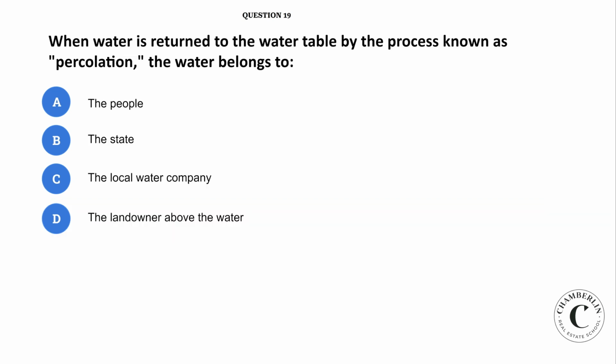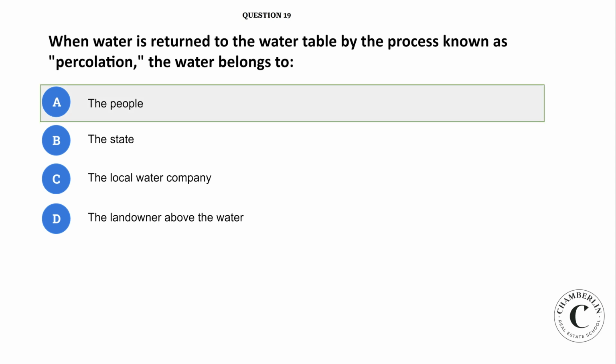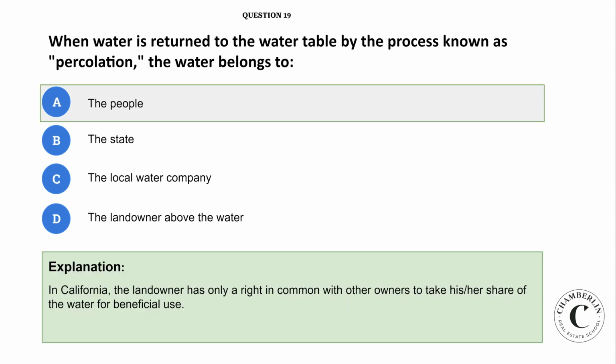Question 19. When water is returned to the water table by the process known as percolation, the water belongs to A. The people, B. The state, C. The local water company, or D. The landowner above the water. And the answer is A. In California, the landowner has only a right in common with other owners to take his or her share of the water for beneficial use.